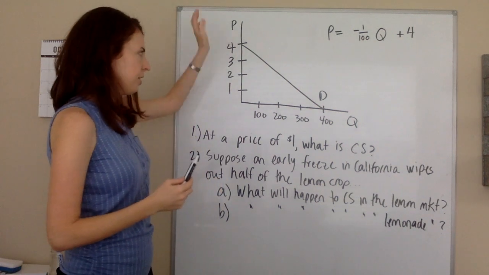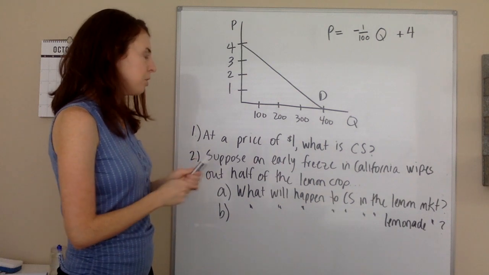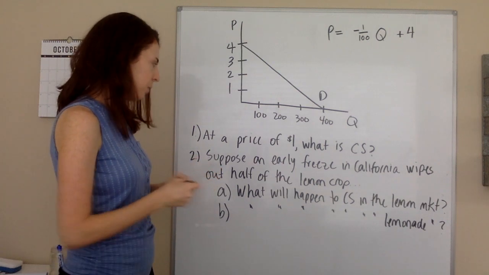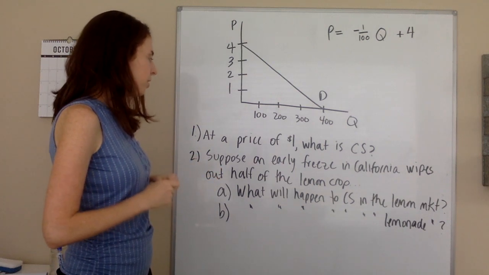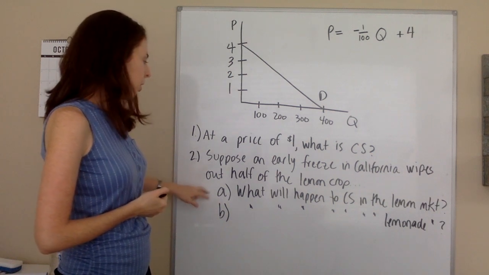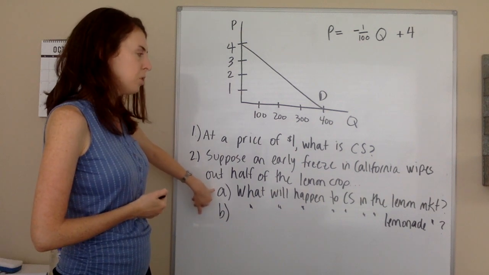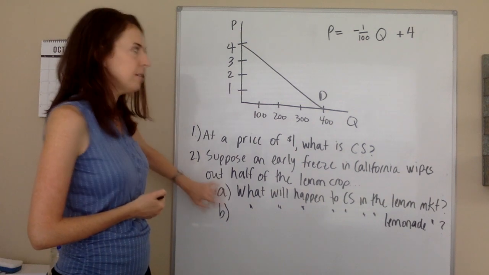Question 2 is, forget the graph, and suppose we're thinking about what would happen to consumer surplus in different markets given a particular scenario. The scenario is, suppose an early freeze in California wipes out half of the lemon crop. Okay, question 2 part 1 is, what will happen to consumer surplus in the lemon market?